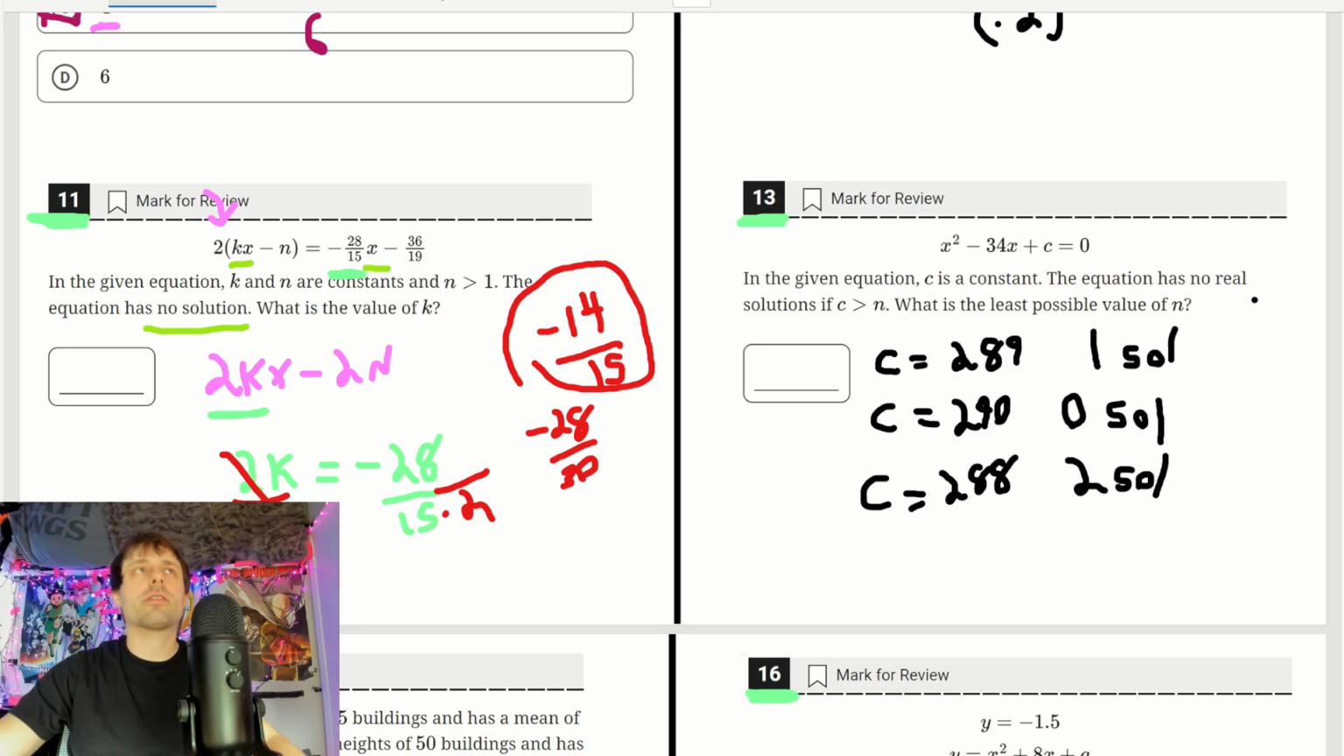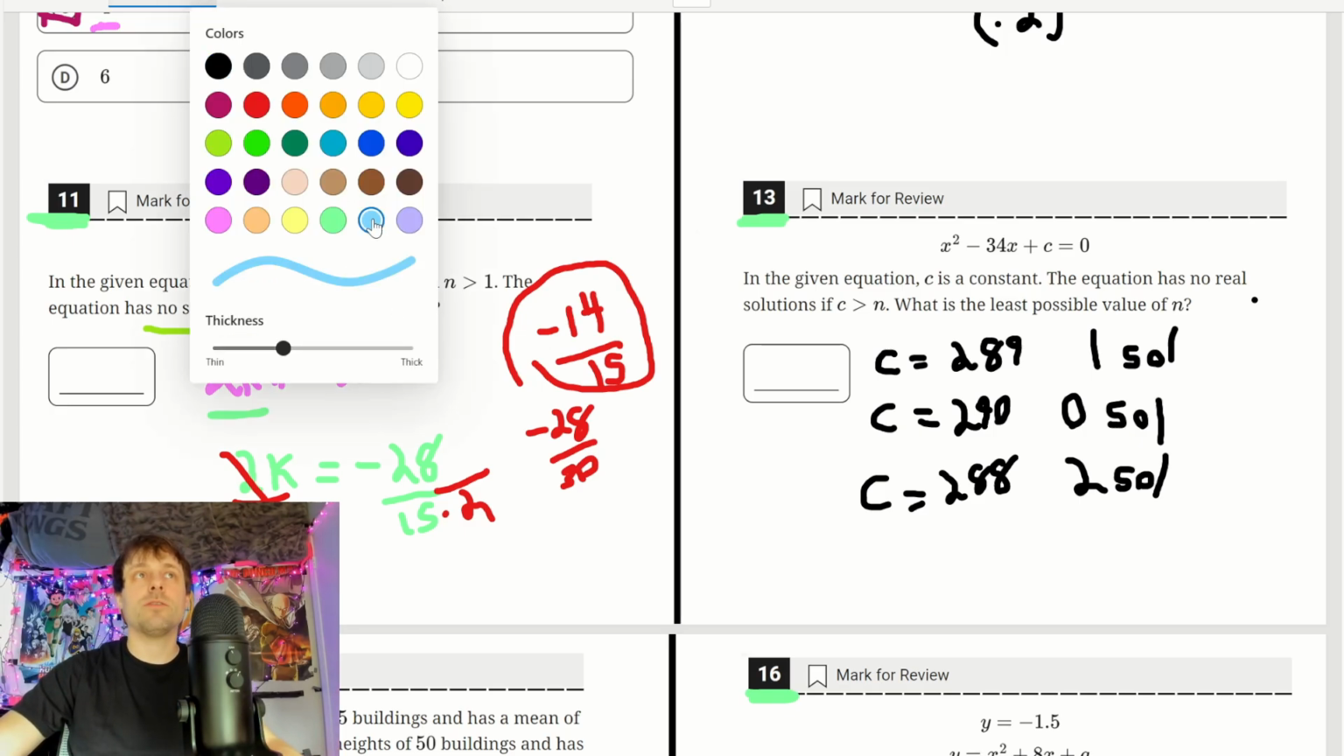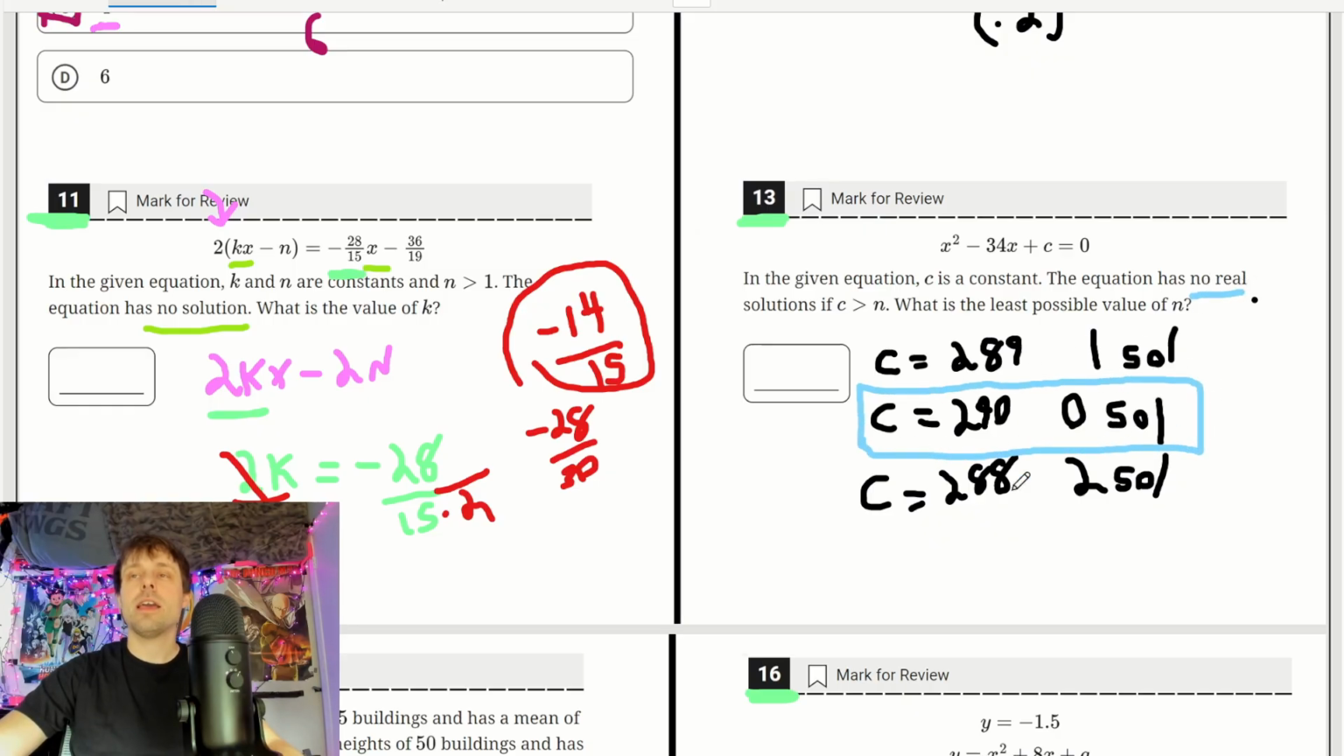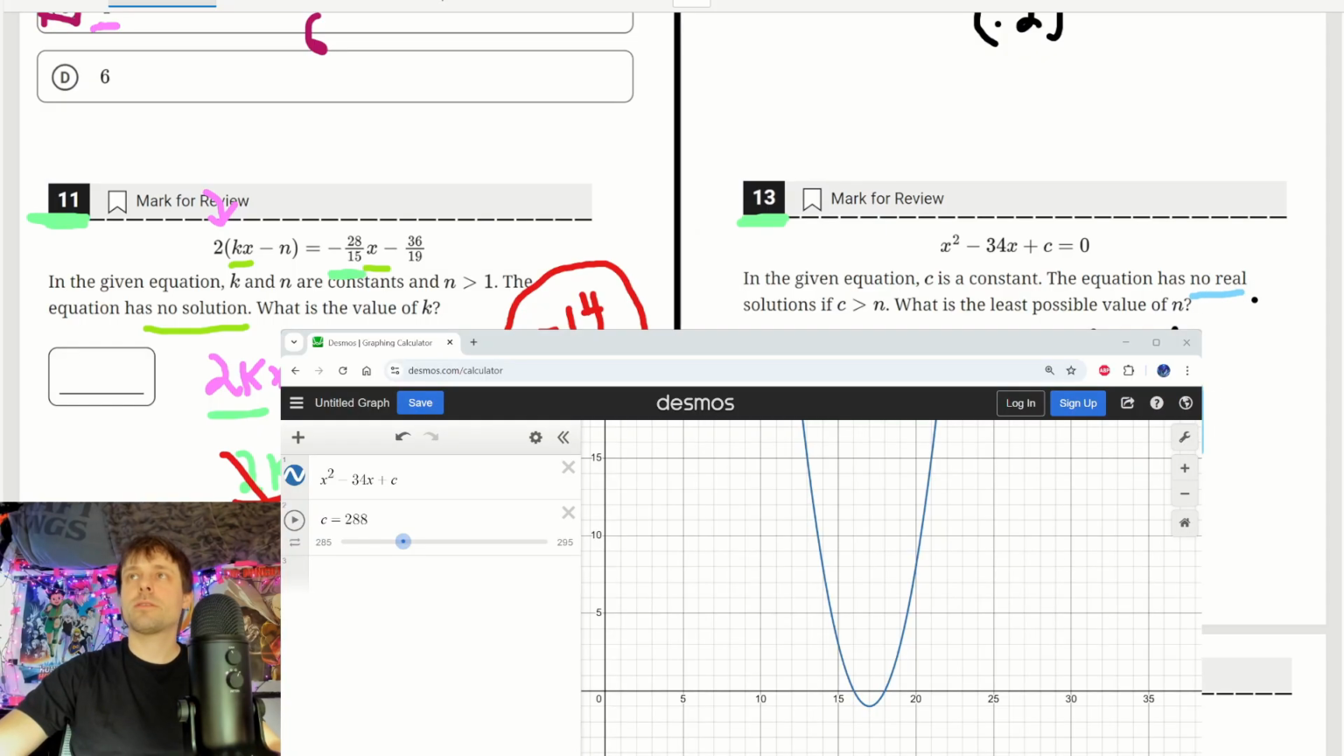So again, here's our three main points that they'll ever ask for. We have all three values. In this case, they want no real solutions. So we want when c is equal to 290. And again, if we jump back to Desmos, when we go to no real solutions, as you can see, c gets bigger. So the smallest we could get is 290 if we're sticking with integers, and it just gets bigger. So do we want the biggest c?